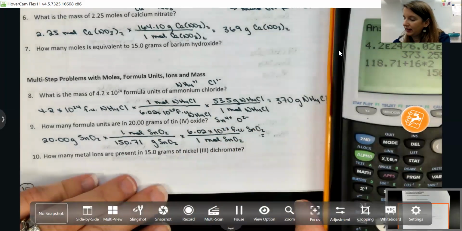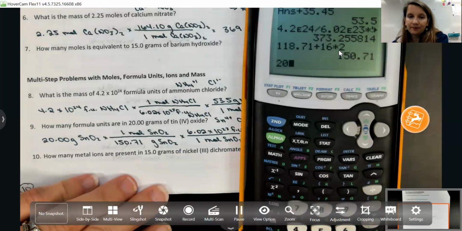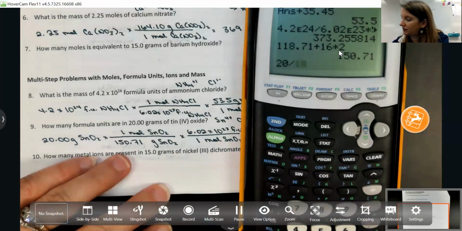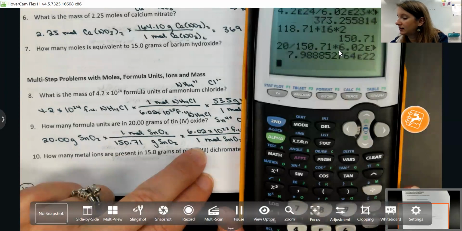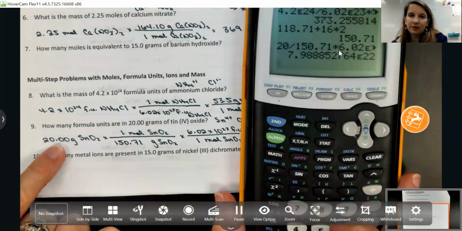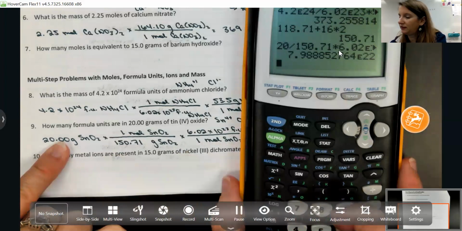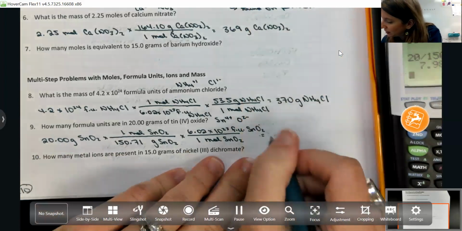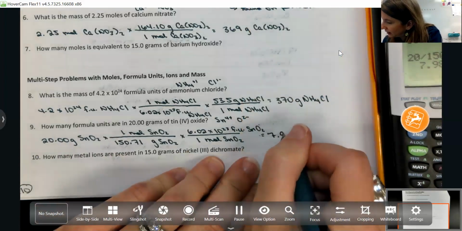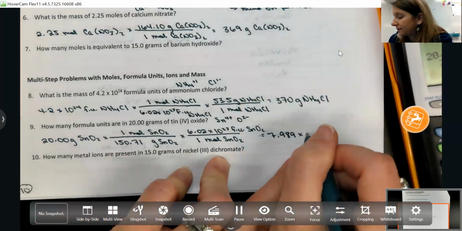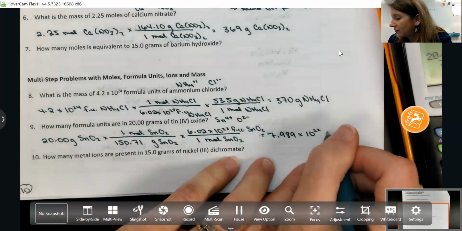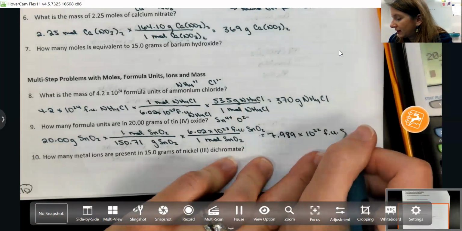Okay, and I can take my 20 divided by my mass, 150.71, times my Avogadro's number, 6.02 times 10 to the 23. And I'm going to have 4 sig figs for my answer because all of those zeros are significant. So my answer would be recorded as 7.989 times 10 to the 22nd formula units of SnO2.